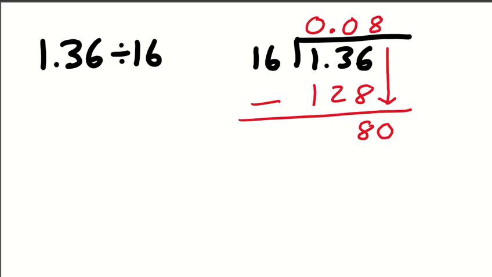Now, we all know that 80 is divisible by 16. The question is, by how much? Well, 16 will go into 80 5 times. 5 times 16 is 80. And 80 decreased by itself is 0.